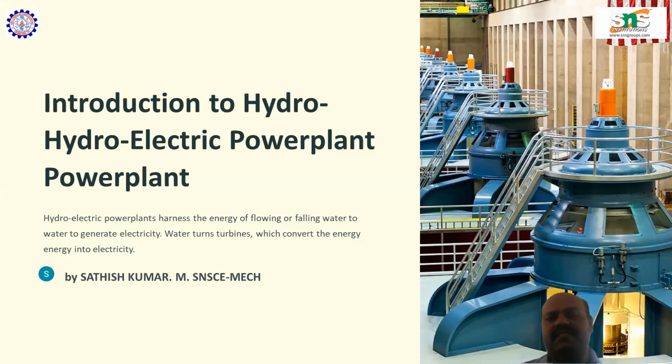It harnesses the energy of flowing or falling water to generate electricity. Water turns turbines, which convert the energy into electricity. So in this picture we have a lot of turbines placed upside down, where the water flows through the turbine blades and rotates the turbine. This turbine again rotates the generator, and the generator generates electricity, which is supplied to the main grid lines, right?